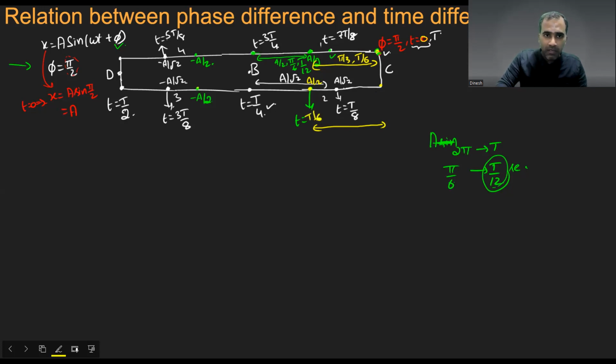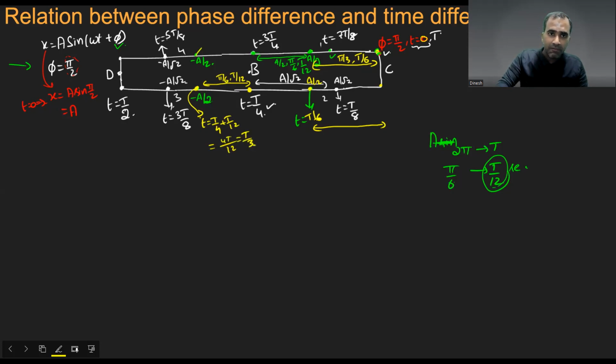Very good. How about this point? Can anyone tell me about this point? Till here it is T by 4. And the time taken to go from the mean to this a by 2 point will be T by 12, since pi by 6 is the phase difference and T by 12 is the time difference. So from this point to this point, it takes another T by 12. So time taken is T by 4 till this point, and from this point to this point it is again T by 12. You can add both of them. It is 3 plus 1, 4, so 4T by 12, or T by 3. Very good.